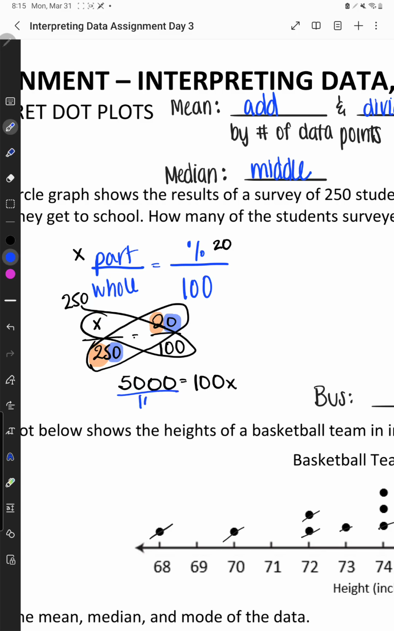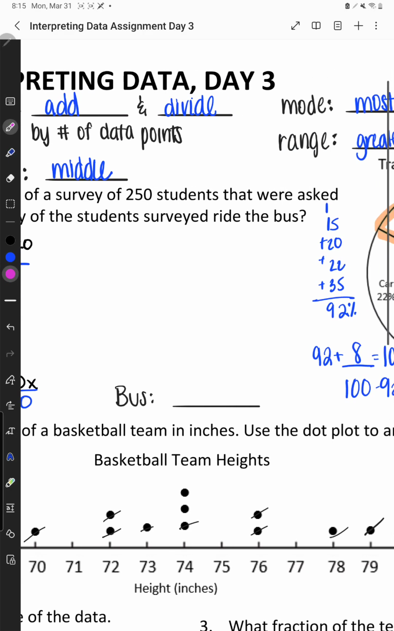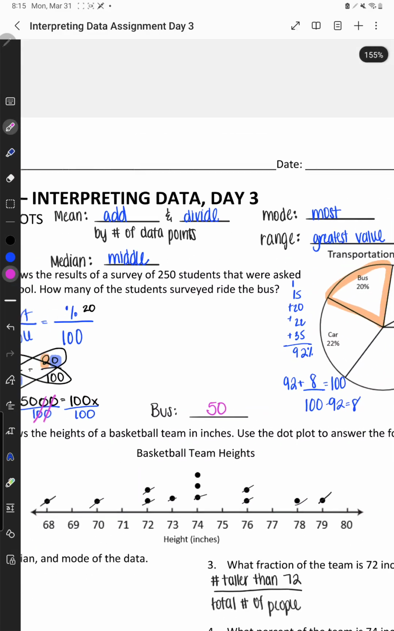Divide both sides by 100. These zeros cross out, and that leaves me with 50 divided by 1, which is 50. So 50 students ride the bus.